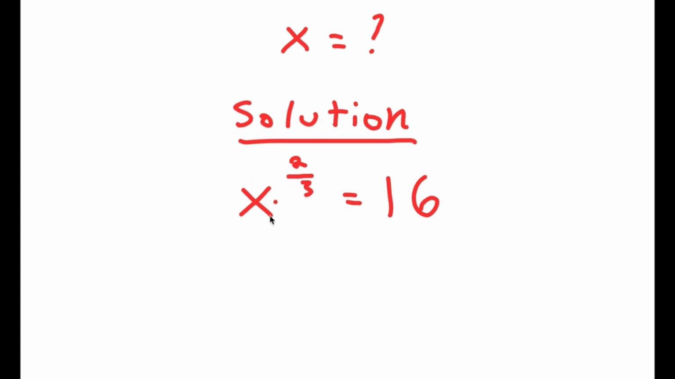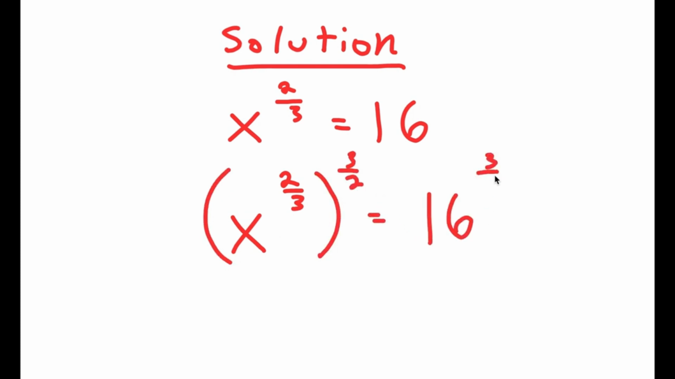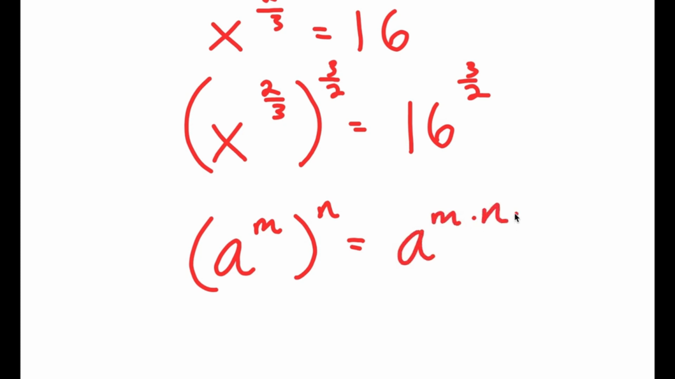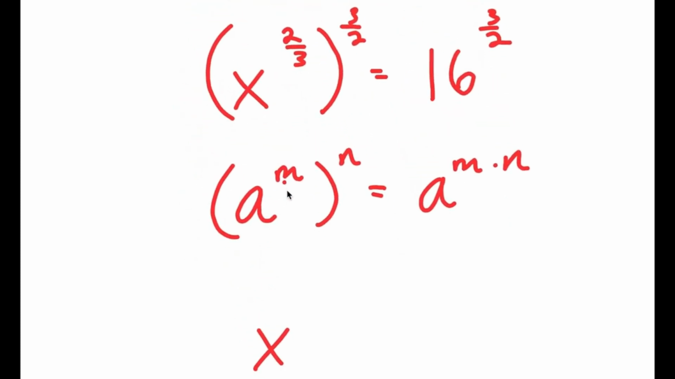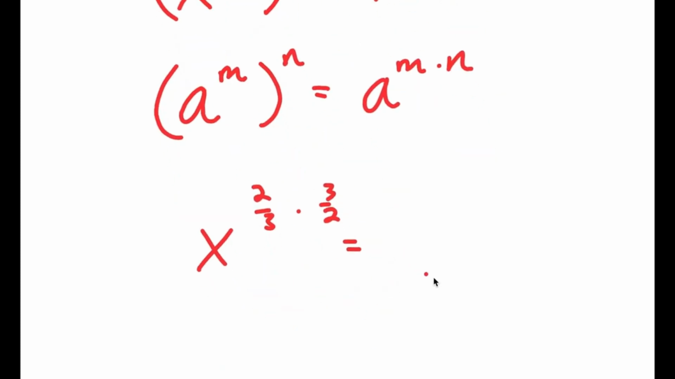And what I'm first going to do is take the power of 3 over 2 on both sides. So now I have (x to the power of 2 over 3) to the power of 3 over 2 is equal to 16 to the power of 3 over 2. And now if I have something in the form (a to the power of m) to the power of n, this is equal to a to the power of m times n. So (x to the power of 2 over 3) to the power of 3 over 2 is the same thing as x to the power of 2 over 3 times 3 over 2. And this is equal to 16 to the power of 3 over 2.